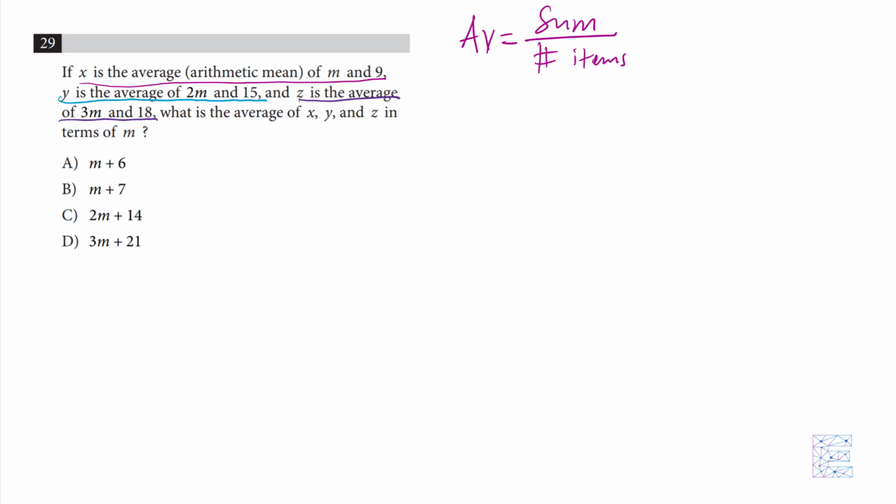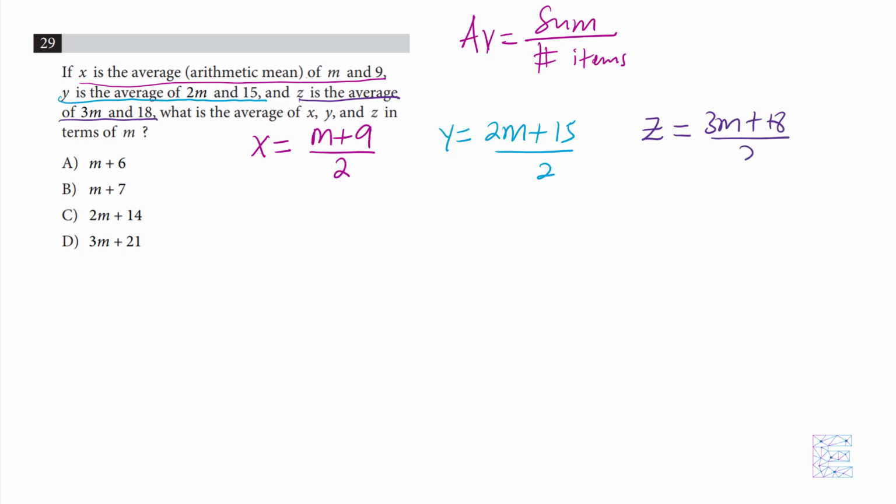We're going to apply our knowledge here, starting with x. X is the average of m and 9. So we add m to 9 and of course divide by 2, the number of items. The next one is y. Y is the average of 2m and 15. Of course, we divide that by 2 because that's what you do when averaging, you divide by the number of items. Third, z is the average of 3m and 18. Once again, dividing this by 2.